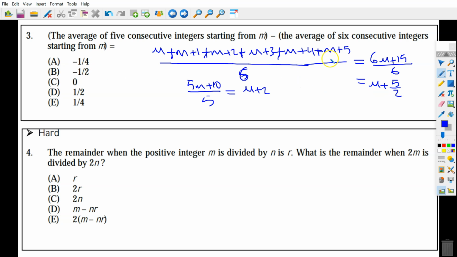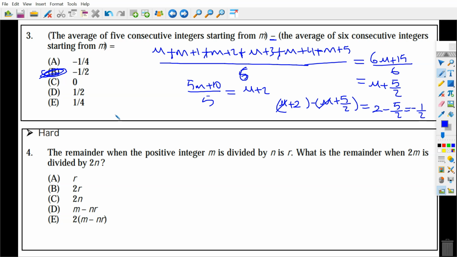So basically, it's asking us to find the difference between them because we see this minus sign. So the difference between them will be m plus 2 minus m plus 5 over 2. And apparently, these m's are going to cancel each other out. So the answer will be 2 minus 5 over 2, or negative 1 over 2, or negative 1 half. So that is the correct answer for B.